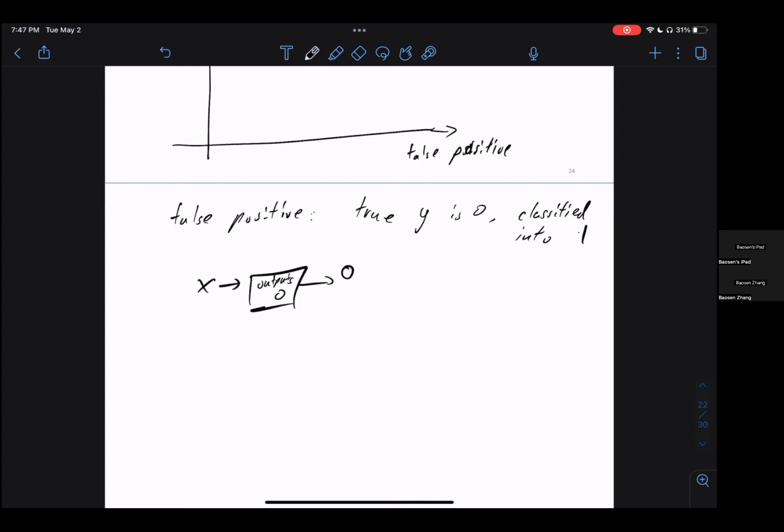So I want to avoid this from happening. Do we agree that for this classifier, this never happens? Yes, right? I can never classify a zero into a one, simply because I never output a one. Are we clear about this? Yes. Okay, so again, it's a dumb classifier, but I'm just claiming that for this dumb classifier, there's no false positive.